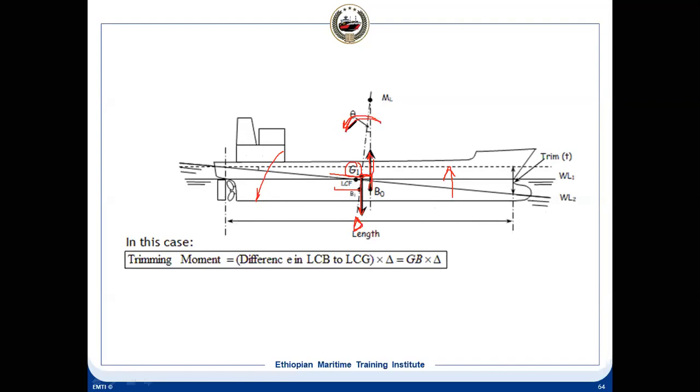Because of this movement of the vessel, we are having the trim, aft trim, because it has shifted aft. So these two distances are making a moment, because the force is equal and opposite, and they are not on the same line, so there is a moment, and that is the trimming moment, because the complete vessel will turn at this point.